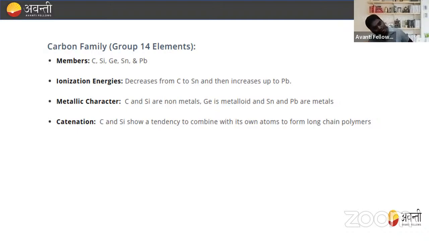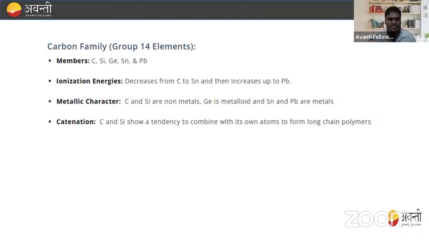This group plays a very important role in semiconductors because germanium and silicon are the two elements that play a very important role in making semiconductor devices. Many applications of semiconductors are made up of silicon and germanium itself, right? So this group plays a very important role.